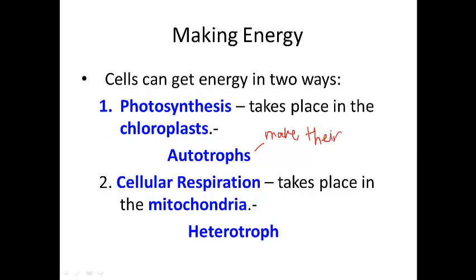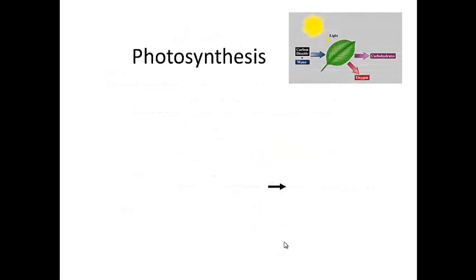So they can make their own food. You have to know that term, and you have to know that this takes place inside of the chloroplasts. Cellular respiration is what is now going to take that food and it's going to make it into ATP. This takes place in the mitochondria, and this is what we do because we are considered heterotrophs. We cannot make our own food. So we're going to dive into these 2 processes in more detail.